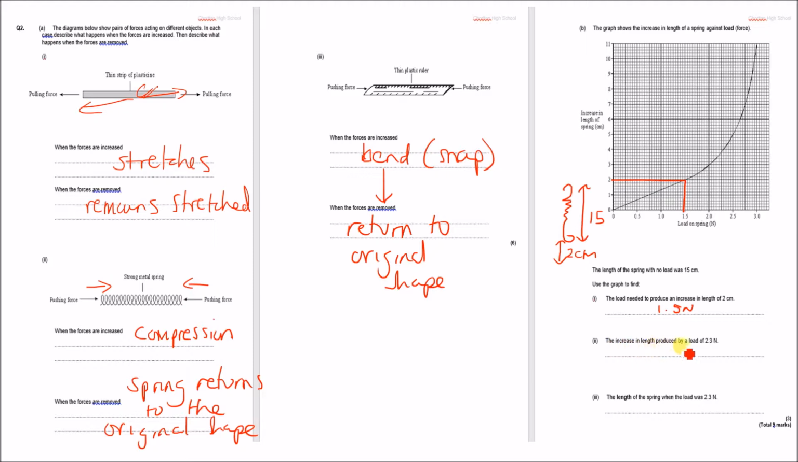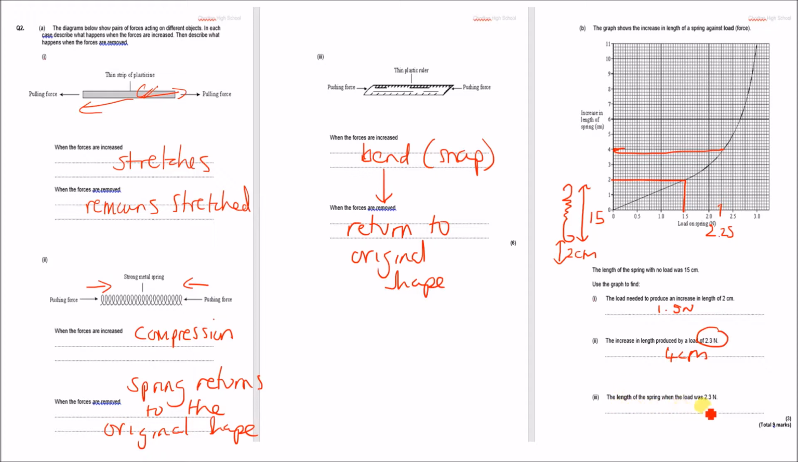The increase in length produced by a load of 2.3 newtons. So we're doing the opposite this time. Now we need to look at the scale. Halfway between is 2.25. So an extra block is going to give us 2.3. So that's going to be there. Okay, now if we look there on the graph, you can go across and that's going to give you this number here, which is 4. So we're going to say that that is 4 centimeters. So a load of 2.3 newtons will increase the length, or extend the spring, by 4 centimeters.